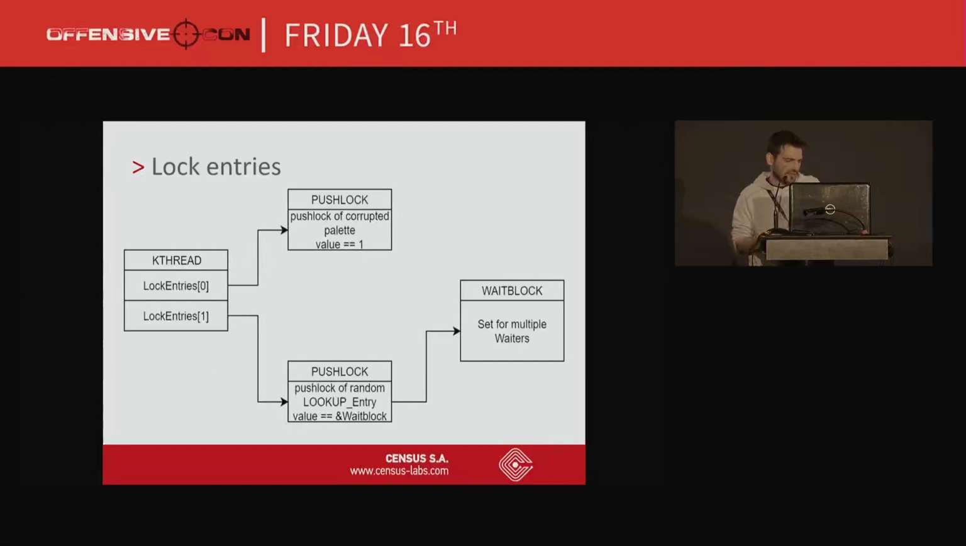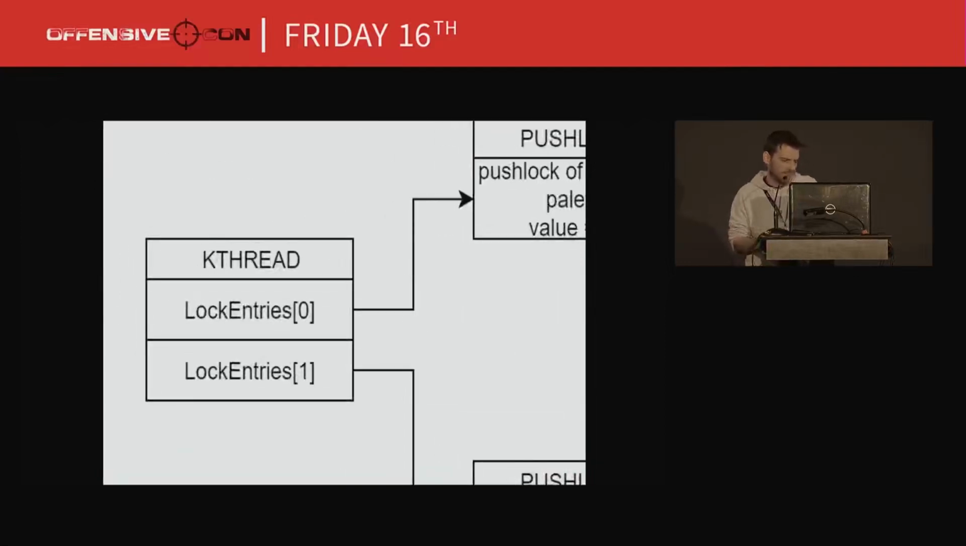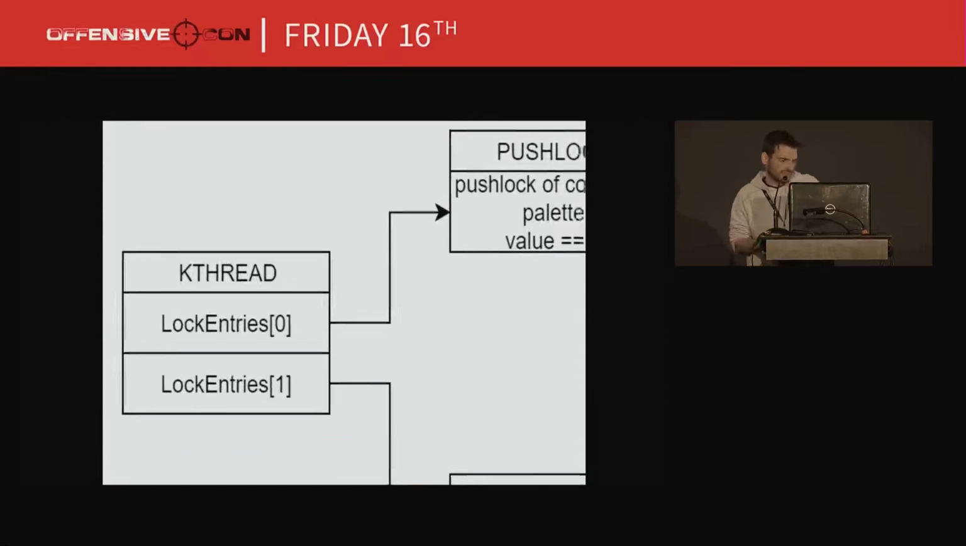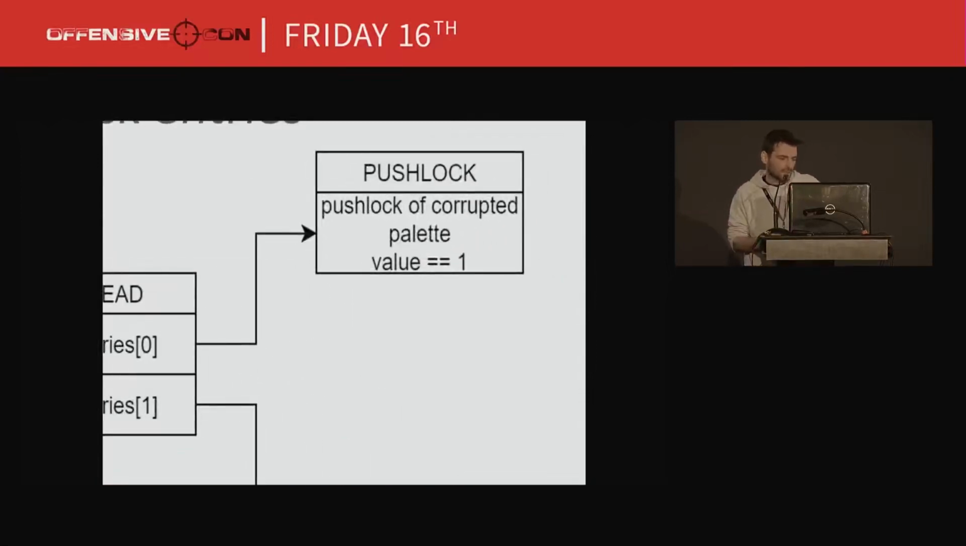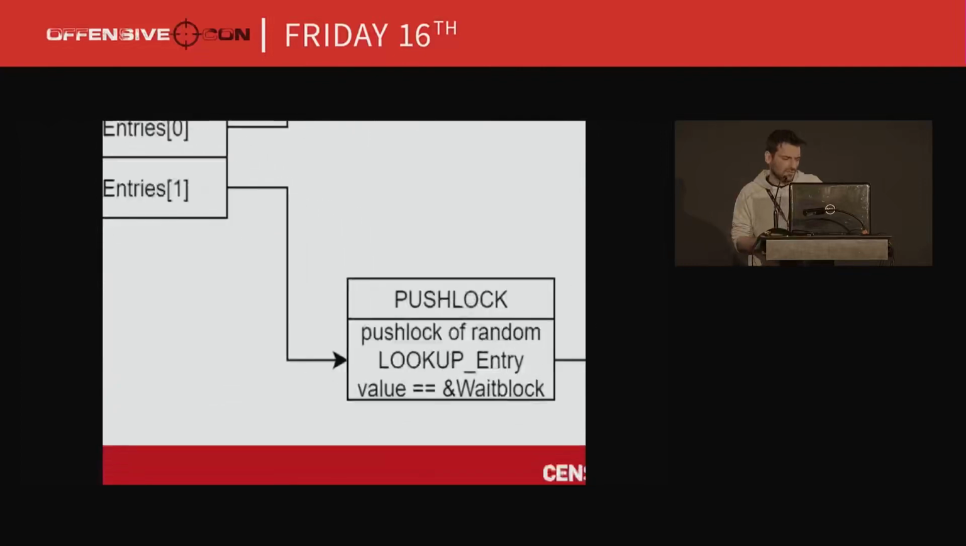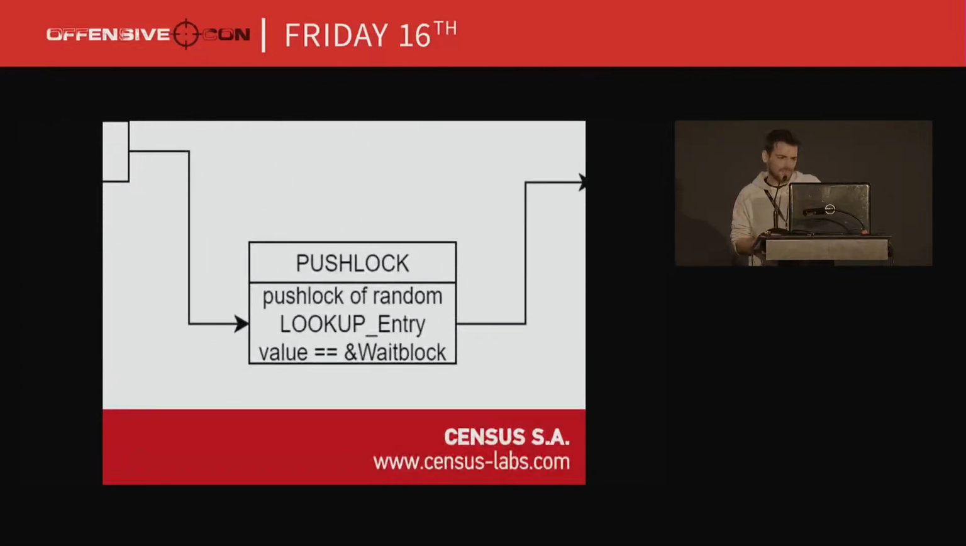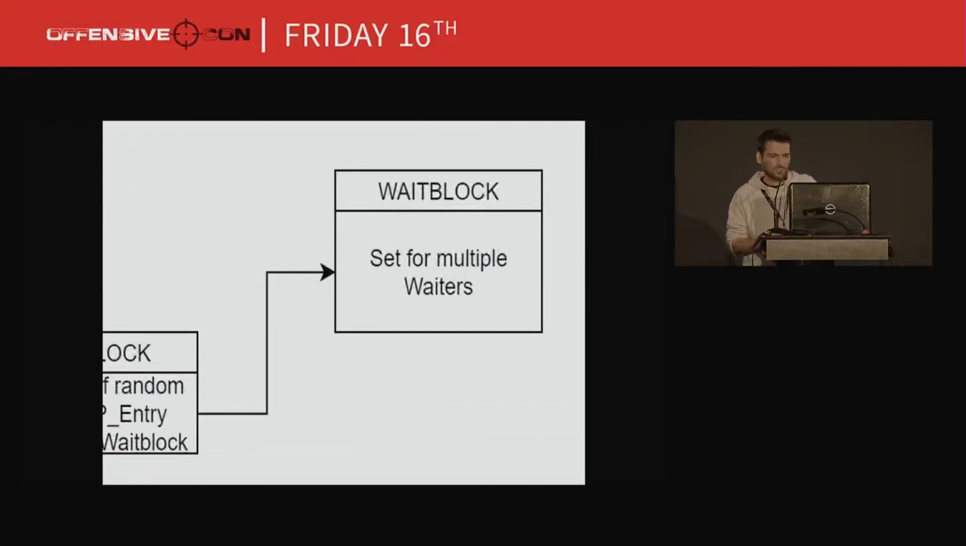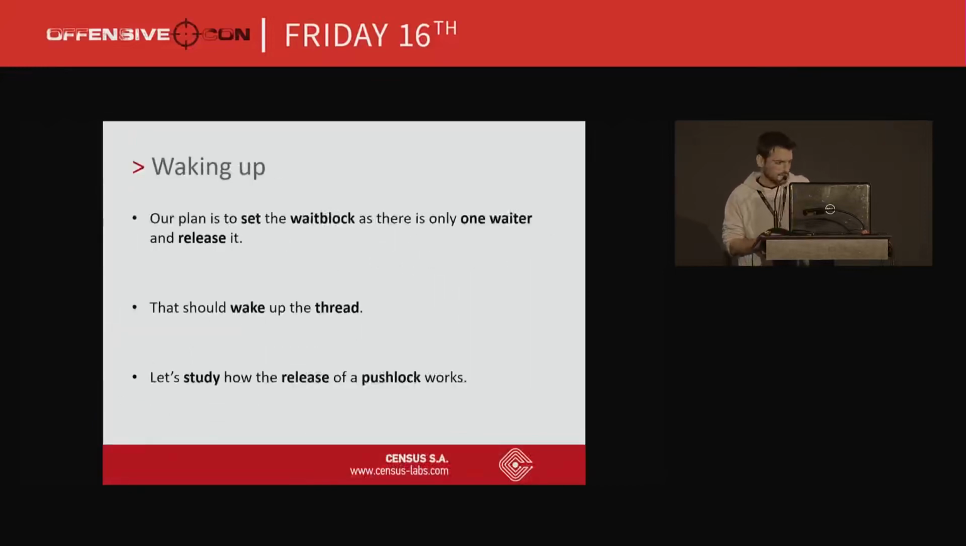And here is a graph that sums up what I said. So the first lock entry in the KTHREAD has the push lock of our object, which contains the value 1, because we just acquired that lock. While the second entry we have a push lock that has a wait block as value, and this wait block is set as there are multiple waiters. So our plan, in order to wake up the deadlock thread, is to set the wait block as there is only one waiter, and then release that wait block. That should be enough to wake up our deadlock thread.